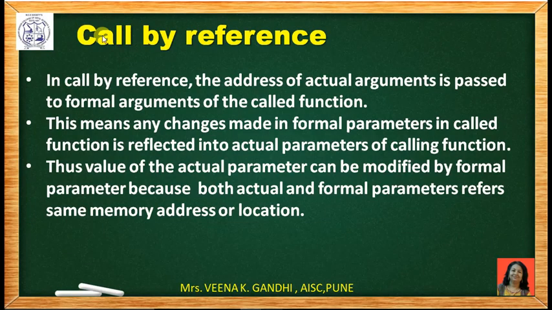Second method, call by reference. In call by reference, the address of the actual argument is passed to the formal arguments of the called function. Means formal parameters refer to the memory location where the actual arguments are stored. This means any changes made in the formal parameters in the called function are reflected into the actual parameters of the calling function. Thus, the value of the actual parameter can be modified by the formal parameter because both actual and formal parameter refer to the same memory location or same memory address area.